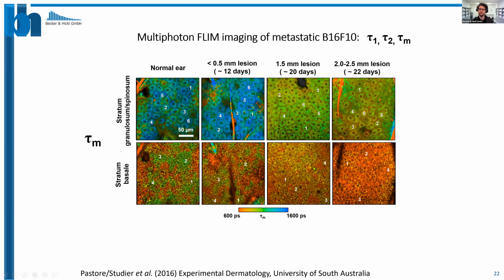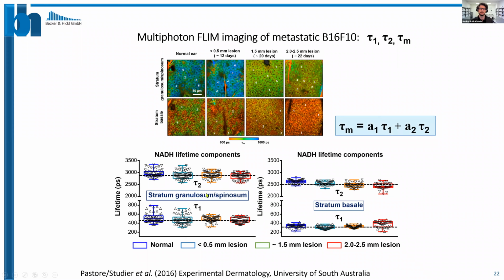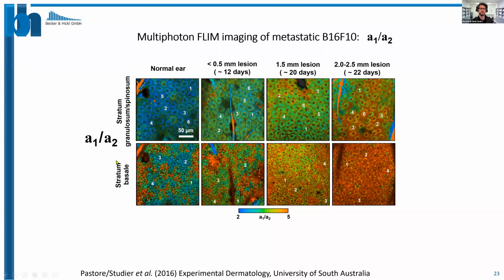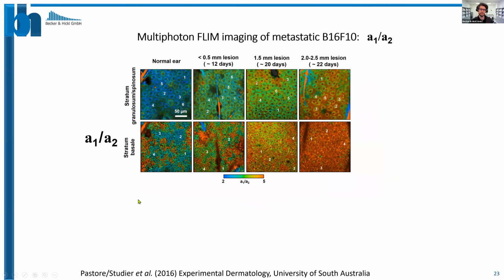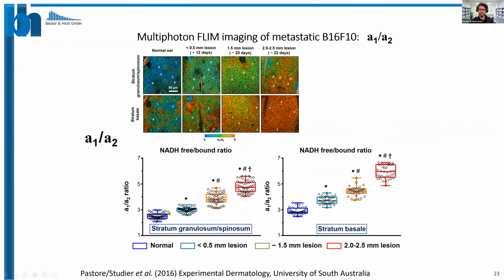And you see a dramatic change. If you now have a look into the two components, so the short and the long lifetime, you see within the error bars, they remain pretty much constant. So now let's have a look at the fractions, the ratio A1 divided by A2, and you see the same dramatic change over tumor size. And if we plot this, we see indeed a significant change.